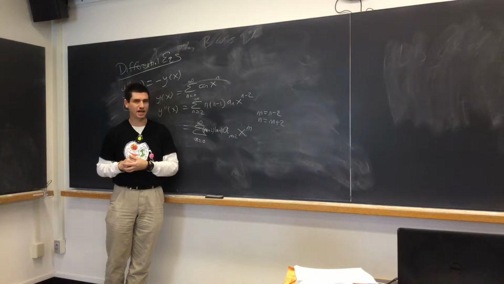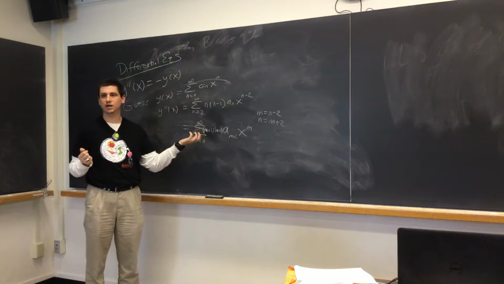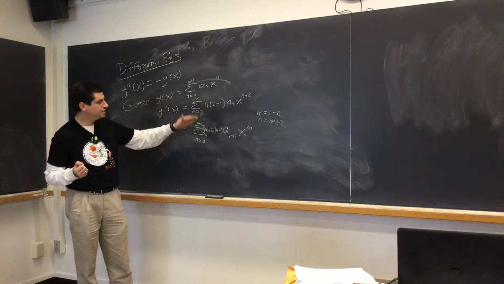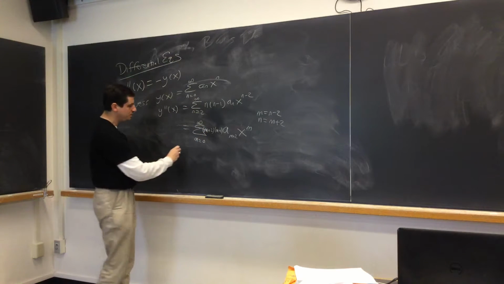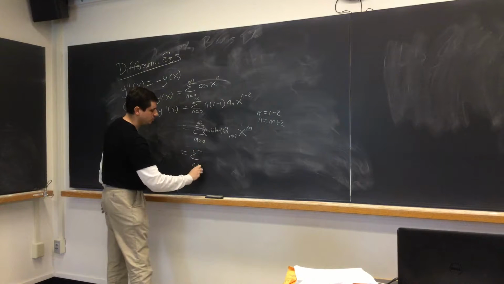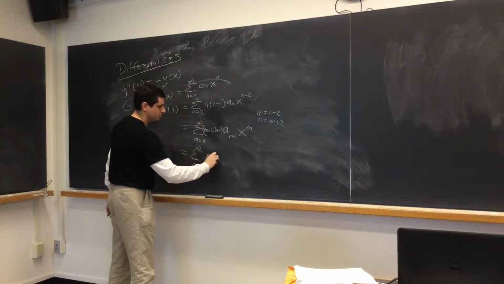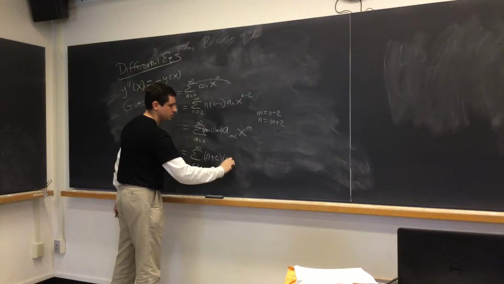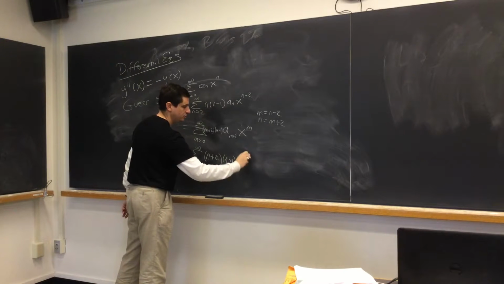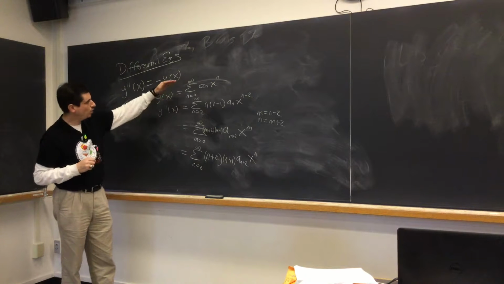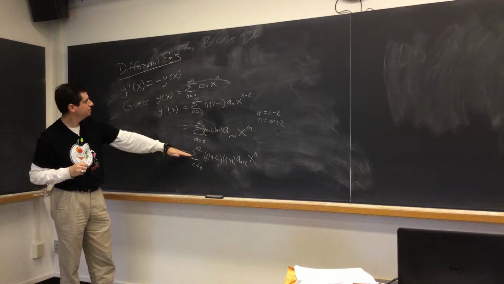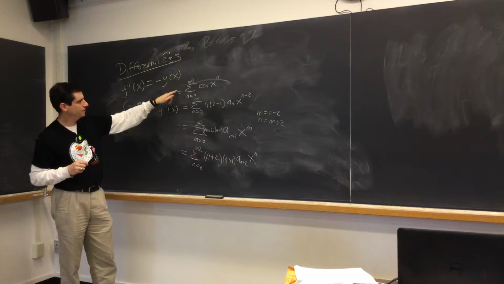Do I have to use the letter n? I can use any letter I want. I found over the years it's easier for students to use a different letter here than to immediately write n. But this would be the same as the sum, n goes from 0 to infinity, of n plus 2, n plus 1, a n plus 2, x^n. It doesn't matter what letter I use. And now I want this to be the negative of this.